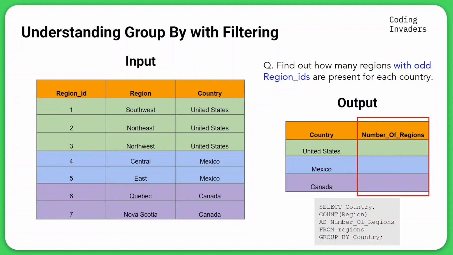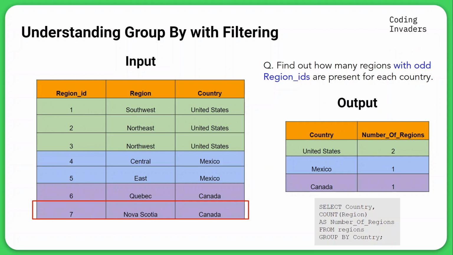Now, can you visualize the output to your problem? Let's remove all the values in the number of regions column of the previous output and add the values based on how many regions we get with odd region IDs for each and every country. So pause the video and write the values on your own for practice. Alright, let's see if you got it right. For United States, 2 regions have odd region ID. Mexico has 1 odd region ID. Similarly, Canada has 1 odd region ID.